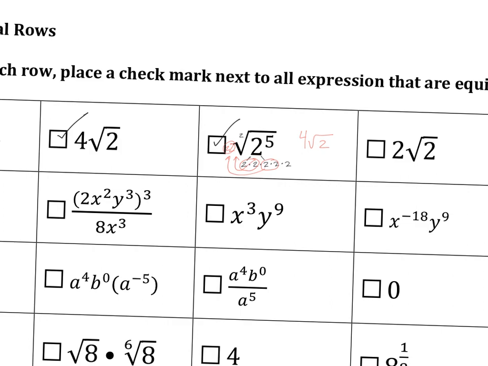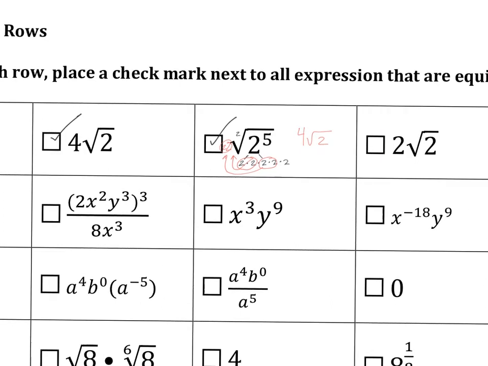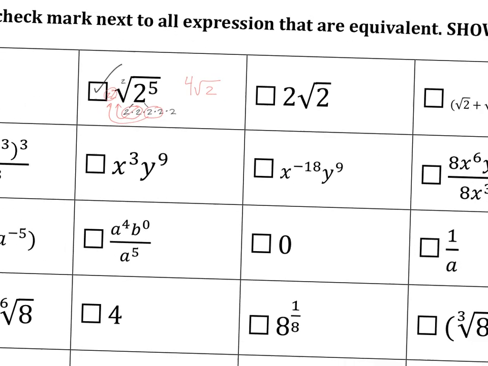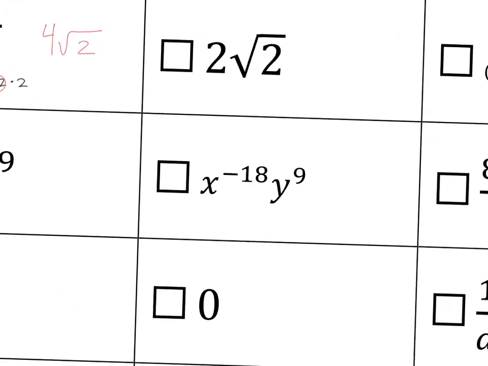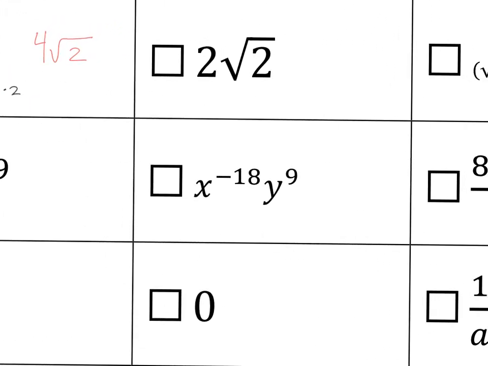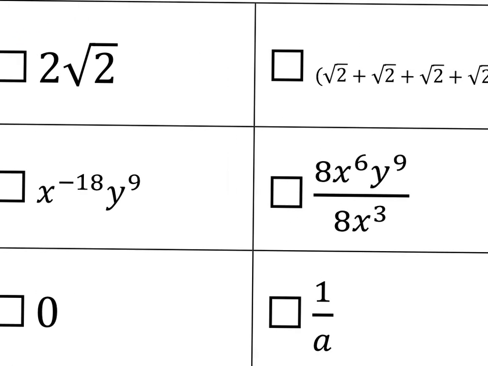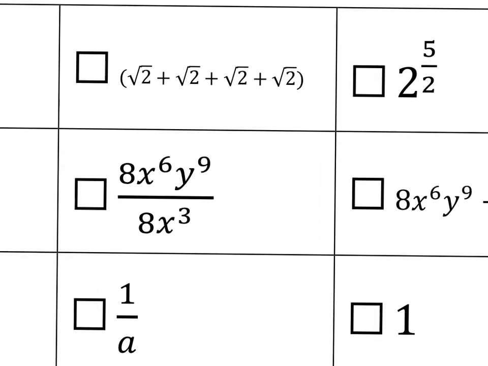We're going to try to see if any of the other boxes in row number 1 reduce to 4 root 2. The next box here, it looks like it can't be reduced any further because the square root of 2 is already reduced all the way. And this is not the same, so I'm not going to check that box. I'm going to leave that alone. Let's take a look at this one.